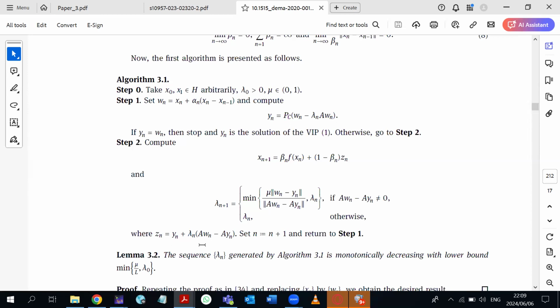So notably, the only improvement that this paper has done is that it made the lambda in algorithm 1.2 self-adaptive. That's the only improvement. If you look at 1.2 very well, the only improvement that you're going to see is that this is now self-adaptive. And instead of it being ordinary lambda, it is lambda_n, just like 1.1.